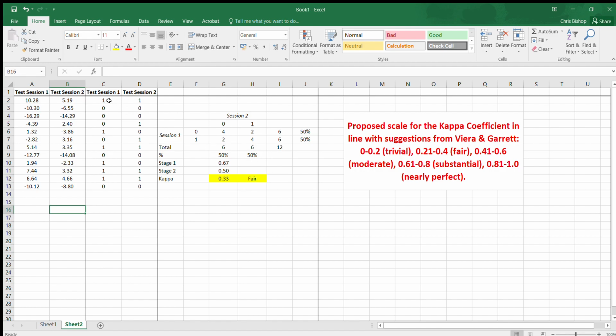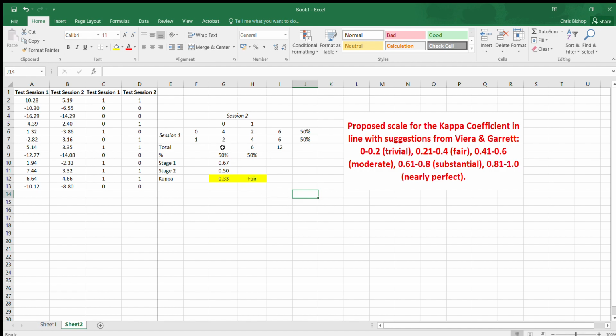So in this example, any asymmetry value that favors the right leg remains positive, and we've given that a score of 1. Any asymmetry value that favors the left leg, we've given a score of 0. And we've given everyone coded values for asymmetry in test session 1 and test session 2. What we then do is set up a small matrix, with coded values for session 1 and coded values for session 2, and there's a number of steps we need to take to work out the Kappa coefficient.